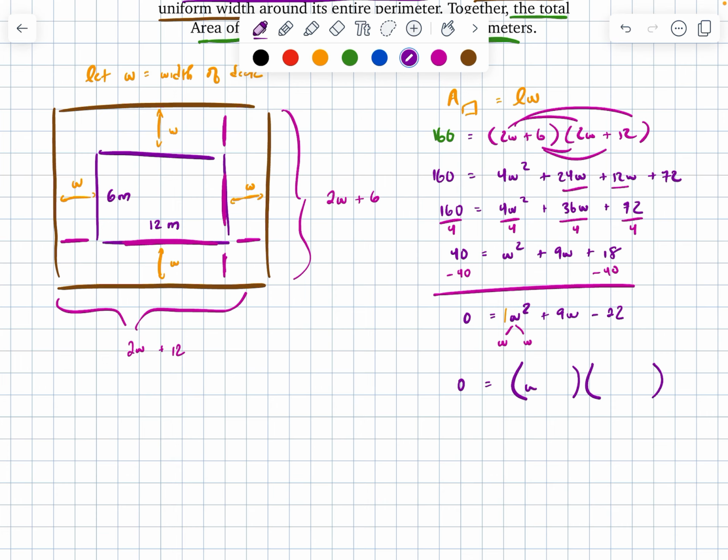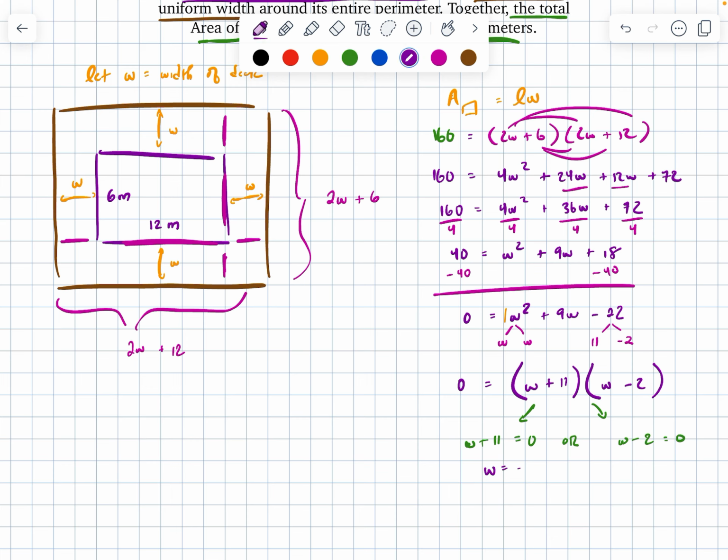At the front, W squared has got to be W times W. Let me slot those in there. At the back, I need two numbers that multiply to negative 22 and add to 9. Well, that would be positive 11 and negative 2. So here are my two factors. Using the 0 property, all I've got to do now is set each one to 0 individually. So either W plus 11 is my 0, or W minus 2 is my 0.